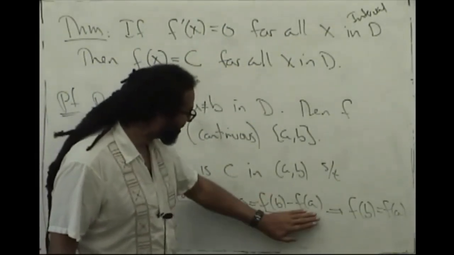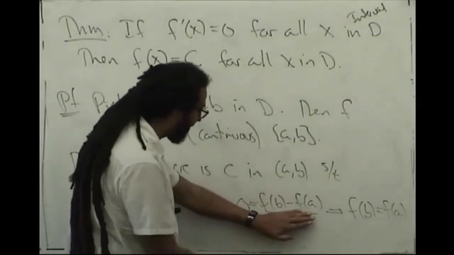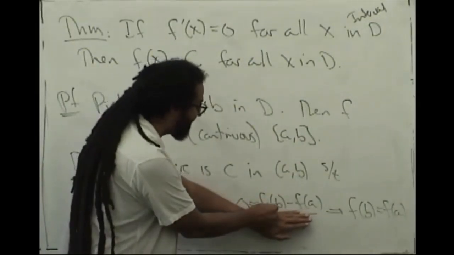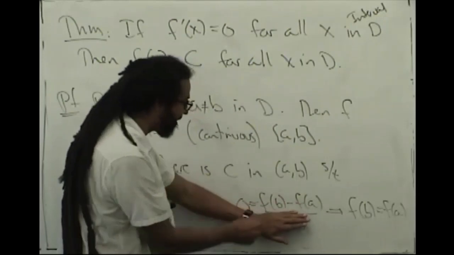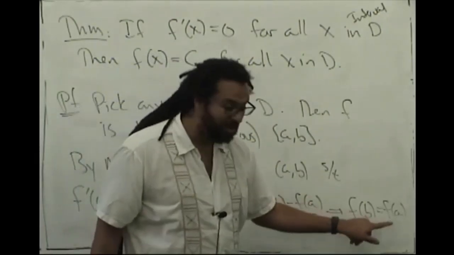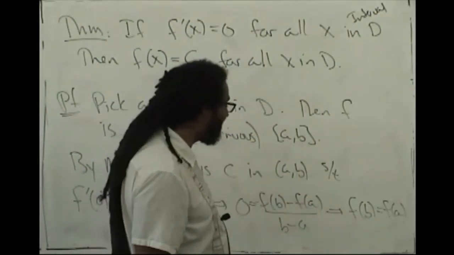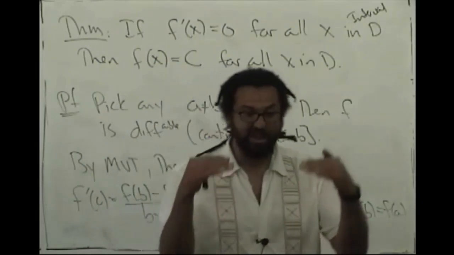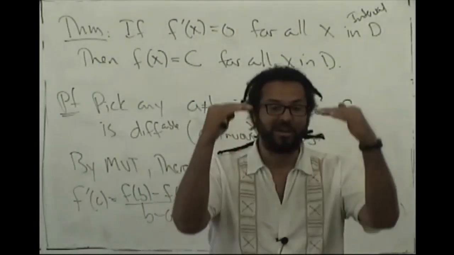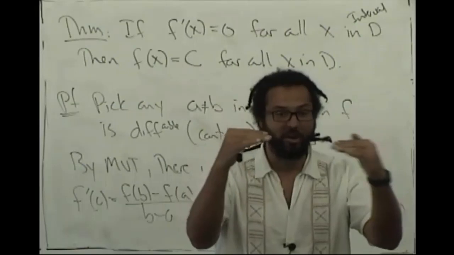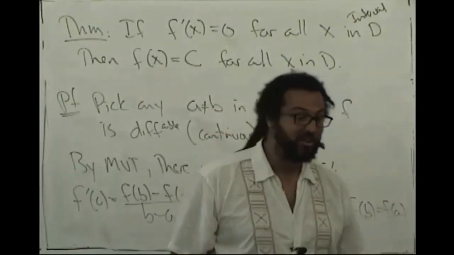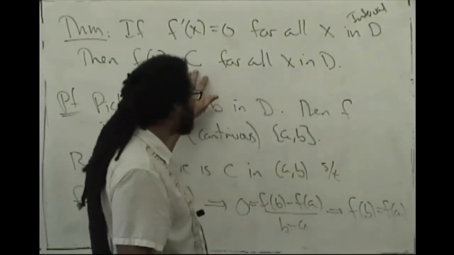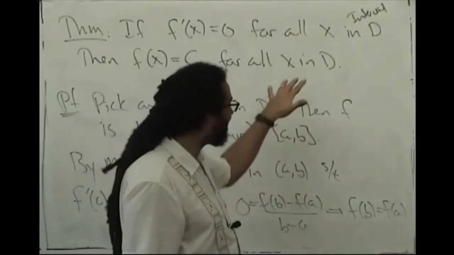Well, the only way that a fraction is 0 is if the numerator is 0. And the only way that F of B minus F of A is equal to 0 is if F of B is equal to F of A. So any 2 points that I pick in the domain, their images will have the same height, no matter which ones I pick. So that shows that the function is indeed constant everywhere on the domain D.